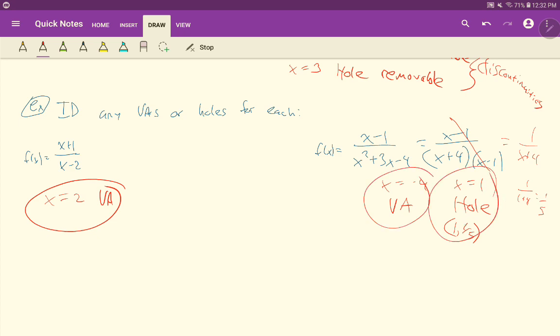Okay, so I'm going to give you guys 2 problems to try for homework, just to identify vertical asymptotes or holes. Tomorrow we will learn about how to find horizontal asymptotes and then put that all together to graph.